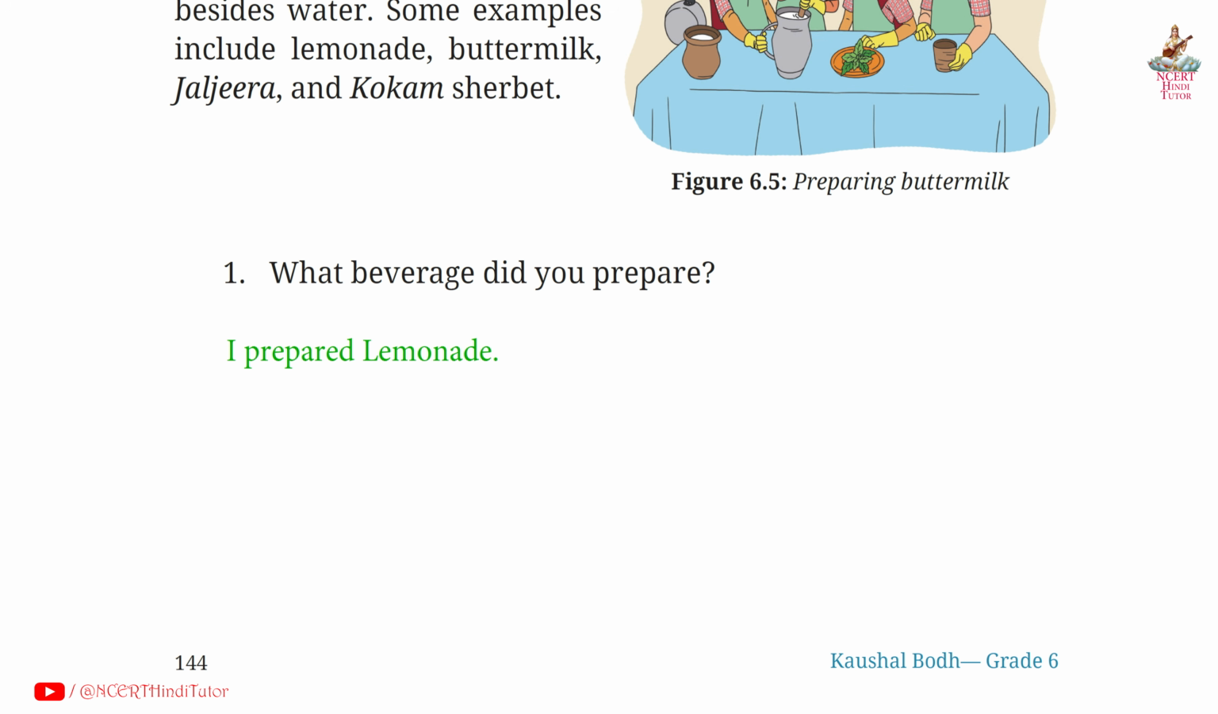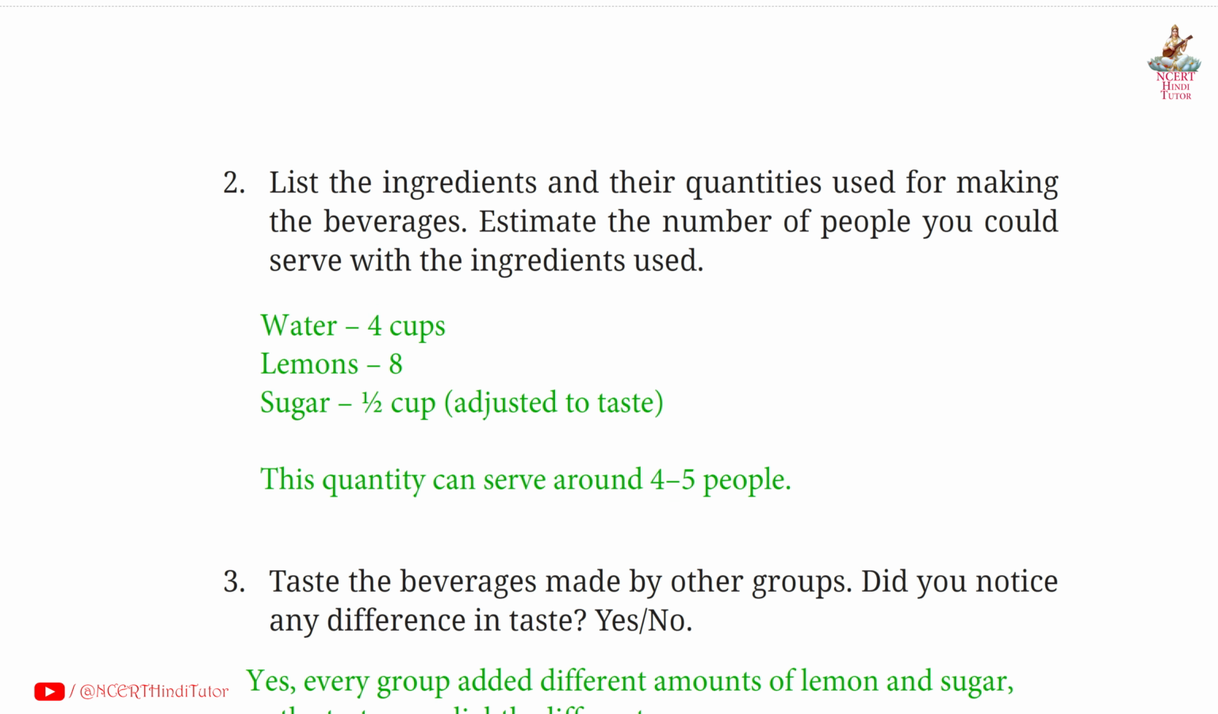Page 144. Question 1. What beverage did you prepare? Answer: I prepared lemonade. Question 2. List the ingredients and their quantities used for making the beverages. Estimate the number of people you could serve with the ingredients used. Answer: Water 4 cups, lemons 8, sugar 1.5 cup adjusted to taste. This quantity can serve around 4 to 5 people.